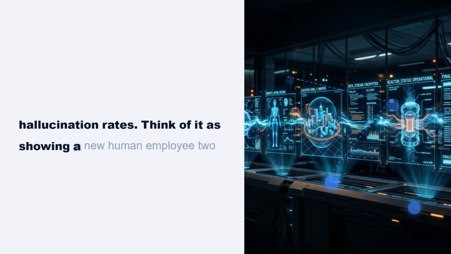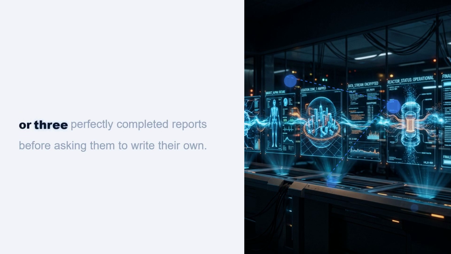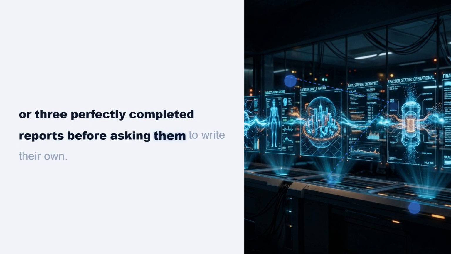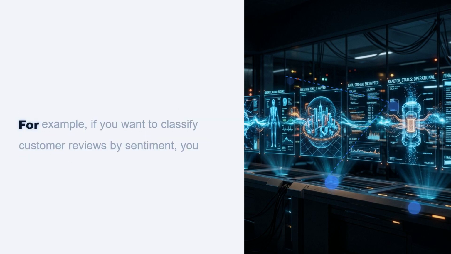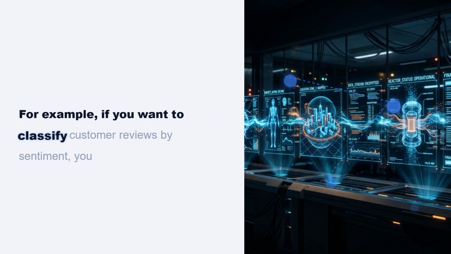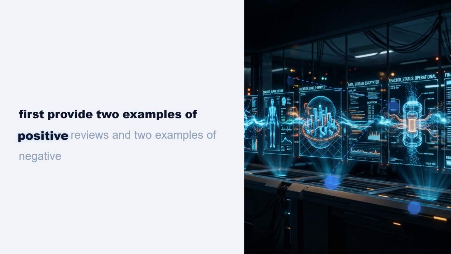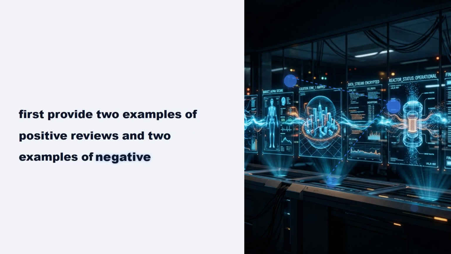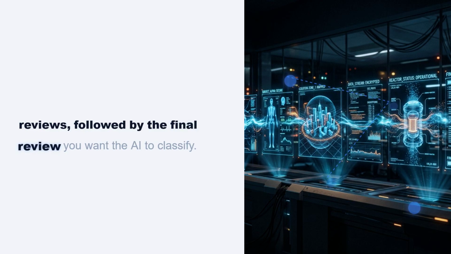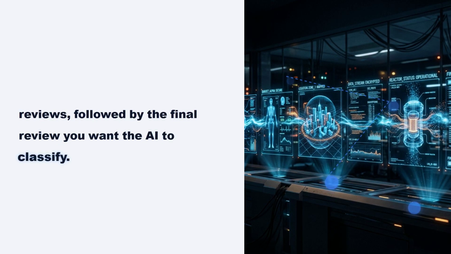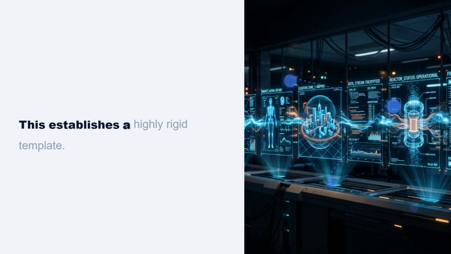Think of it as showing a new human employee 2 or 3 perfectly completed reports before asking them to write their own. For example, if you want to classify customer reviews by sentiment, you first provide 2 examples of positive reviews and 2 examples of negative reviews, followed by the final review you want the AI to classify. This establishes a highly rigid template.